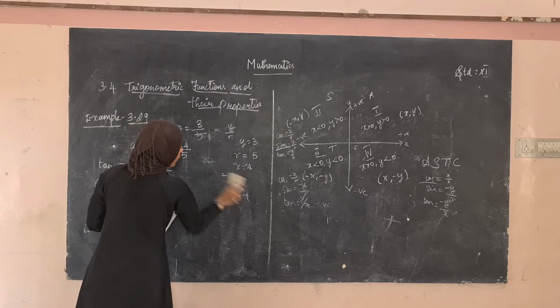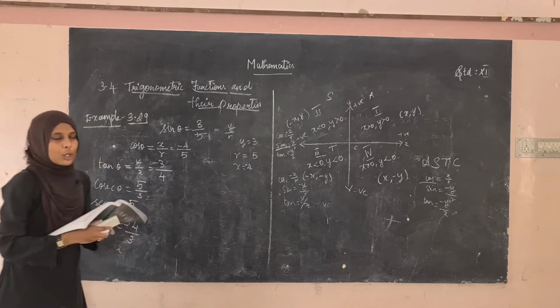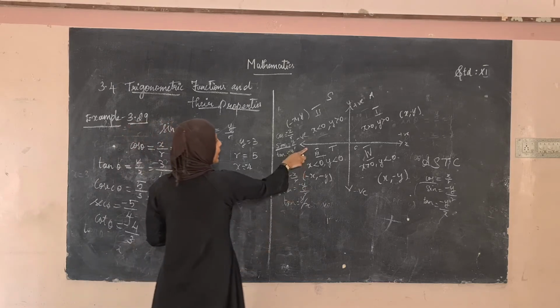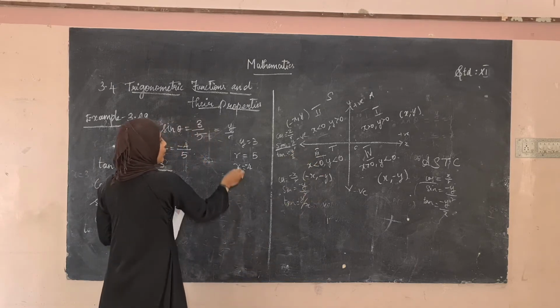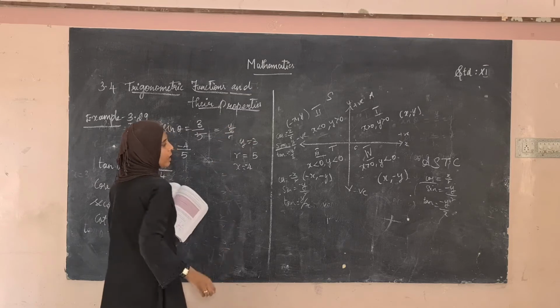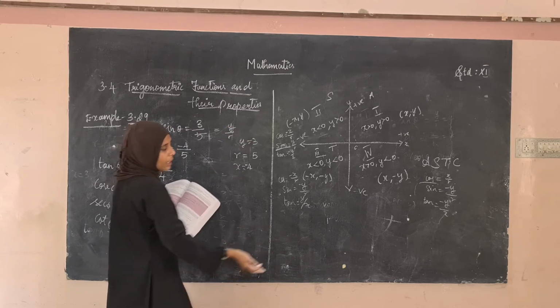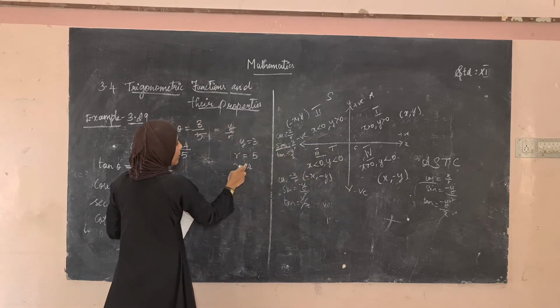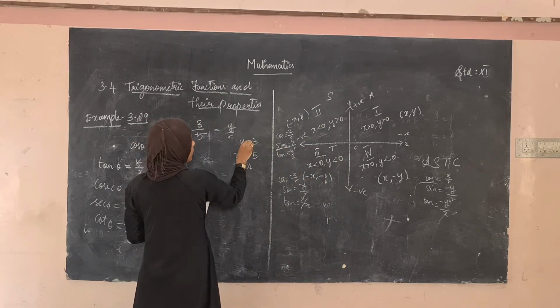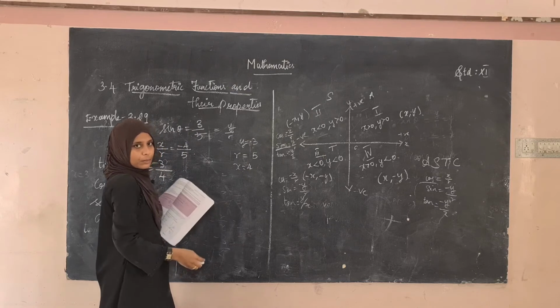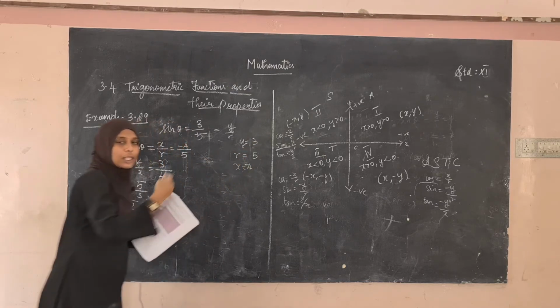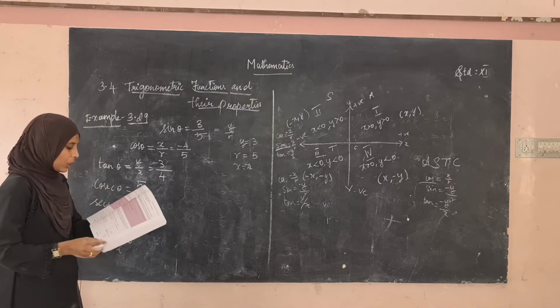Okay, so the quadrant matters here. Now suppose they had given the third quadrant. Third quadrant means both the x and y terms are negative. Therefore this will be minus 4 and this will be minus 3. If it is in the fourth quadrant, what happens then? The x value should be positive and the y value should be negative. So this will be 4 and y is equal to minus 3. So you have to change the signs according to the quadrant given in your question.